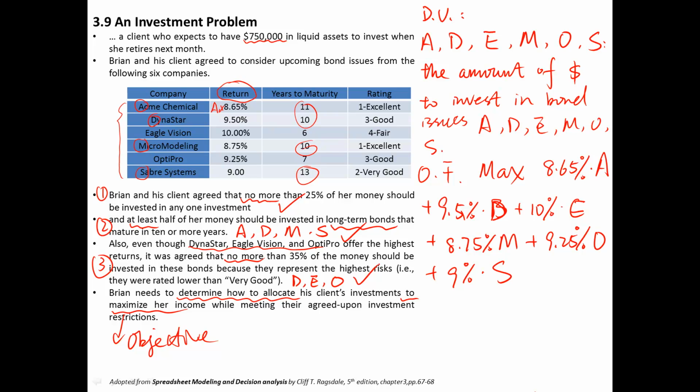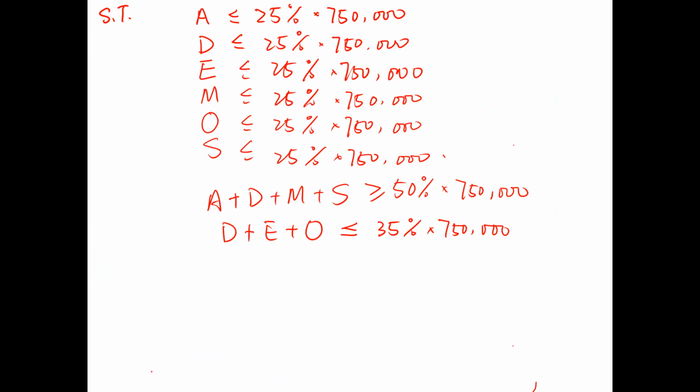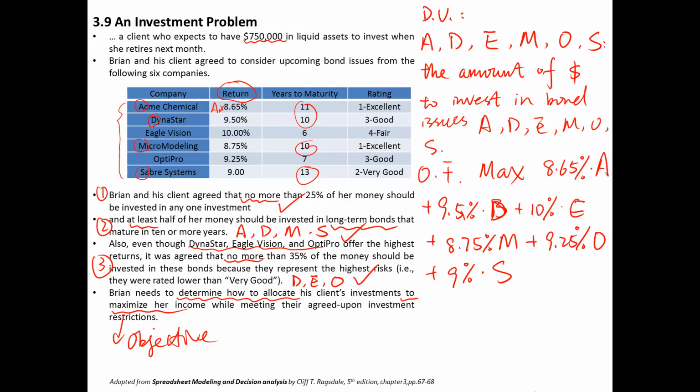Non-negativity may be one that you're thinking. Okay, so we need all the A, D, E, M, O, S greater than or equal to 0, because we cannot put less than $0 in the account. Okay, what else? Did we miss anything?